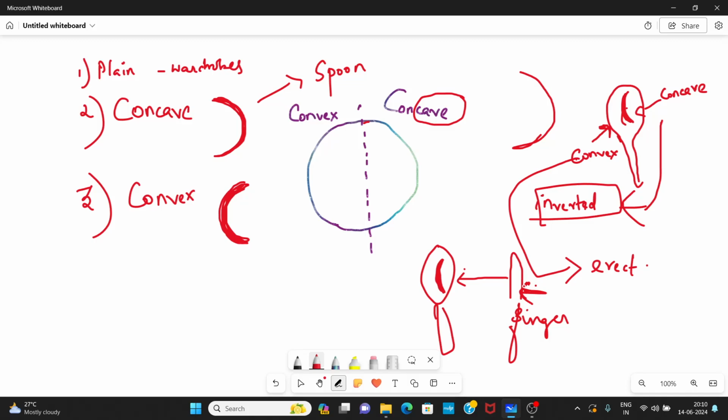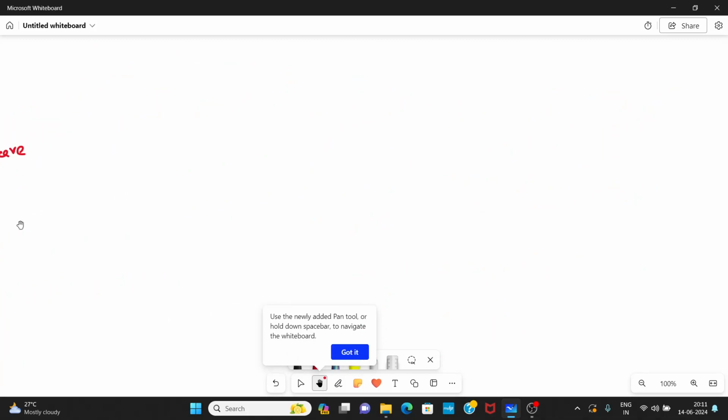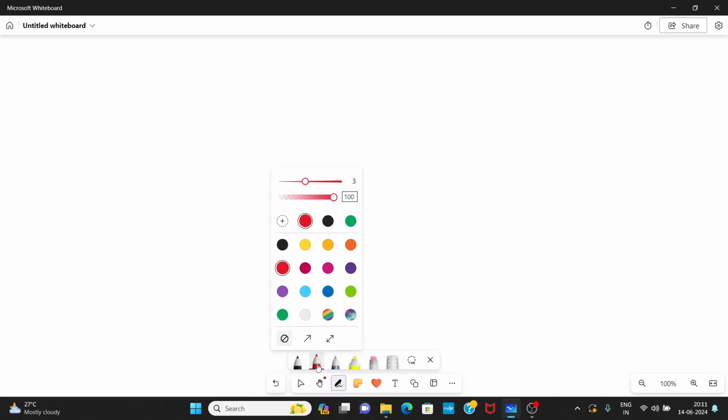Whereas in a convex part, if you hold your finger at the back side of the spoon, it will always be erect. With this note, let us talk about the technical points of both your concave and convex mirrors. In both concave and convex mirrors, there are some parts.